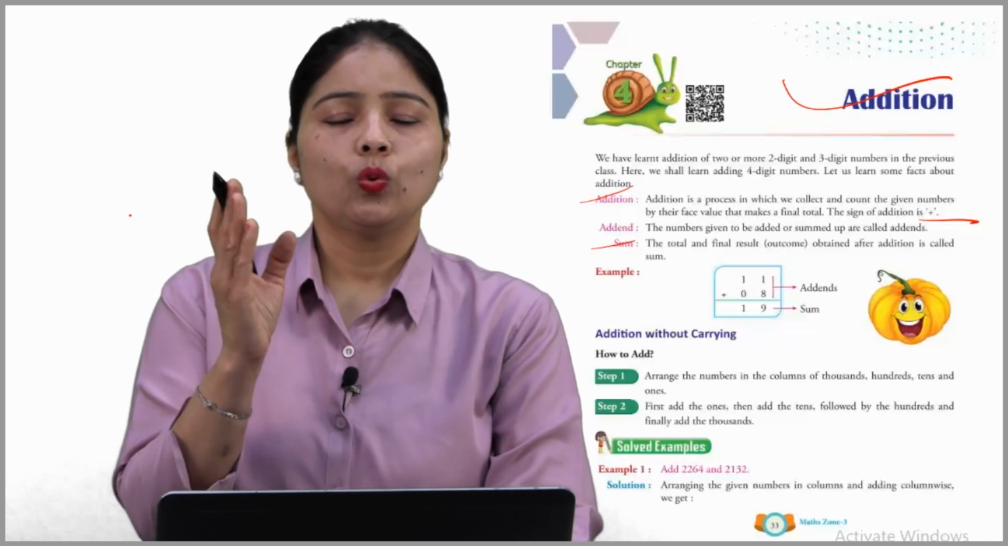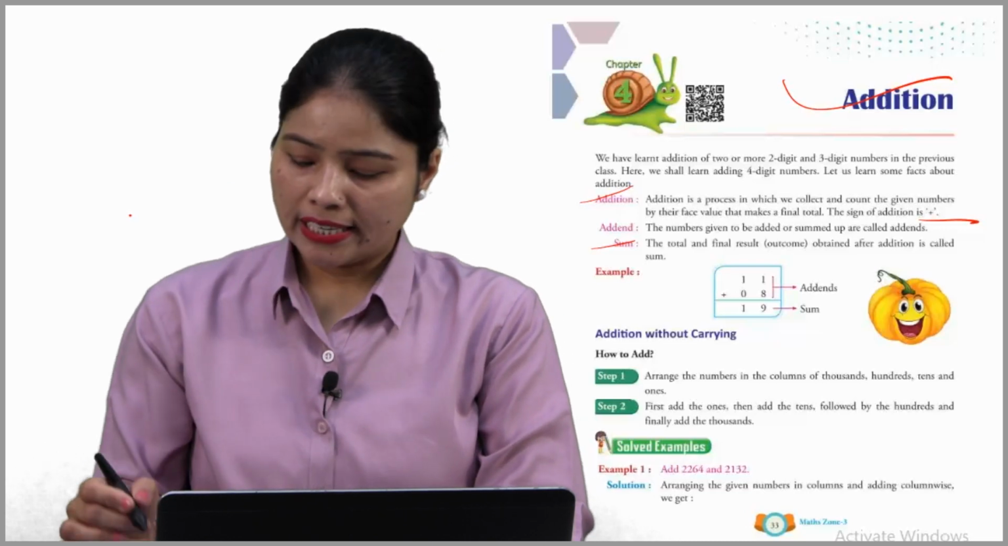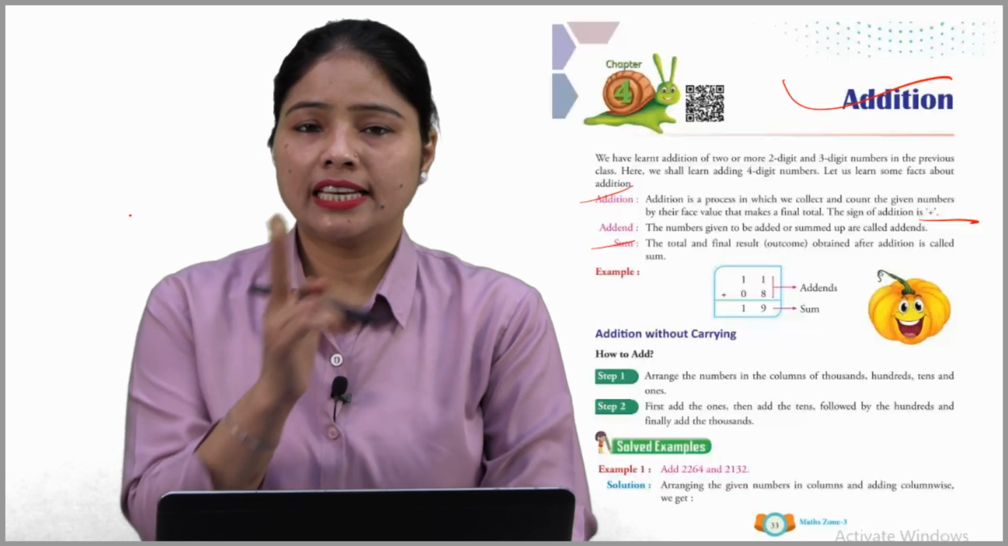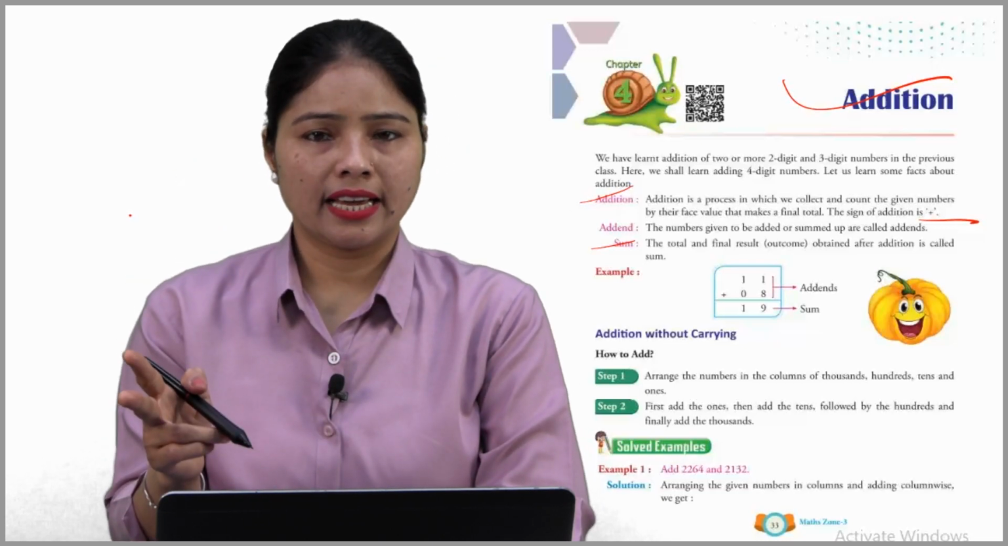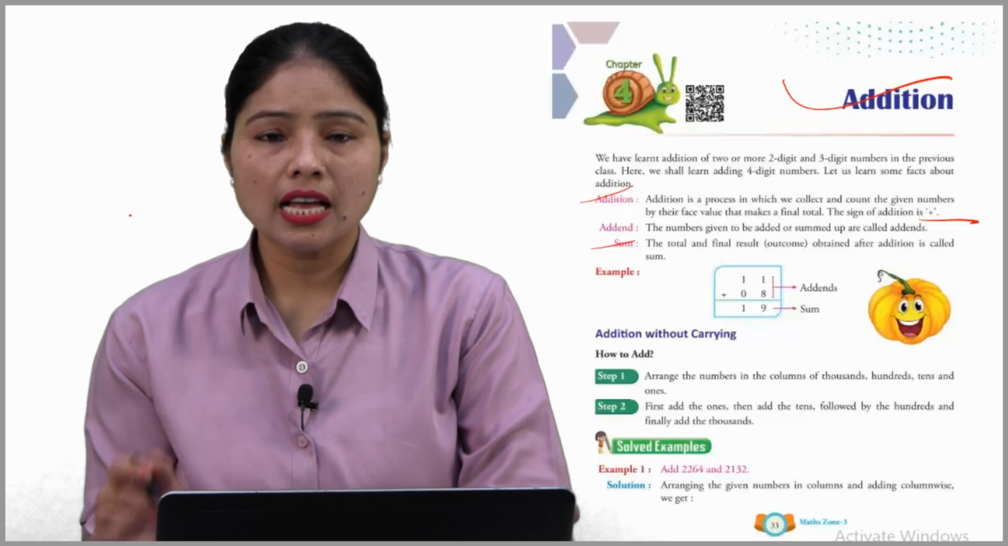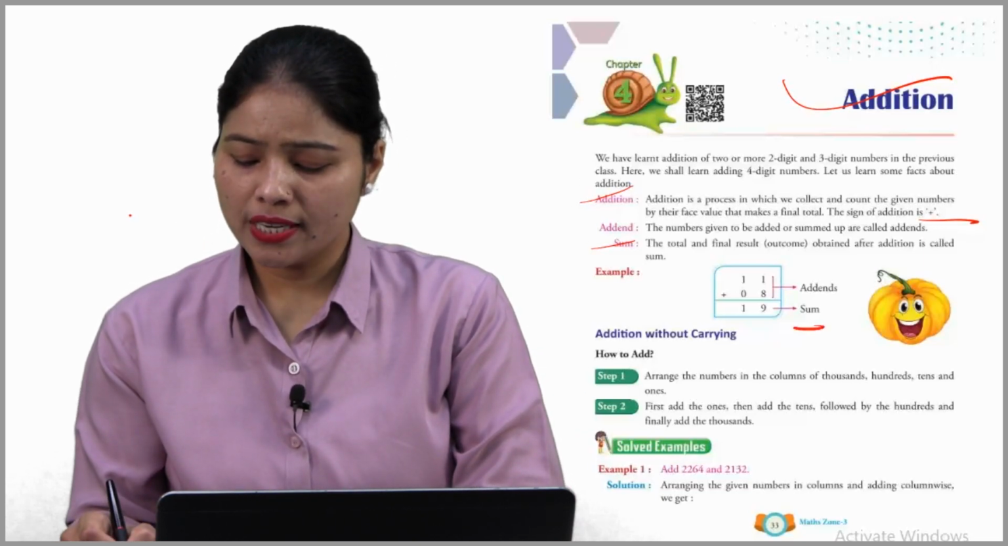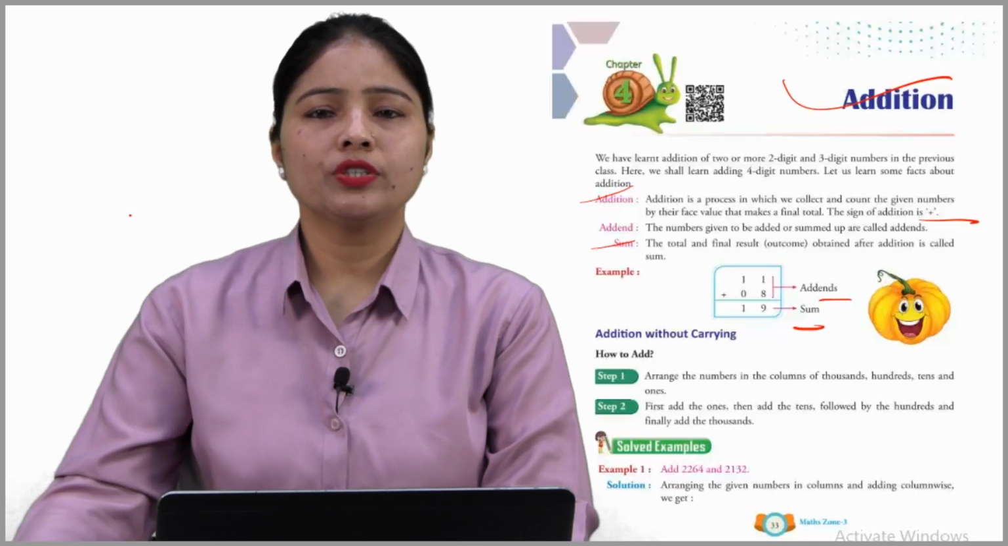Example here: 11 and 8. So 11 and 8, these two numbers we call addends. 11 और 8 हमारा addends कहलाता है. And 19 is the outcome of that particular one. So 19 is our sum. Okay. So remember these two terms.